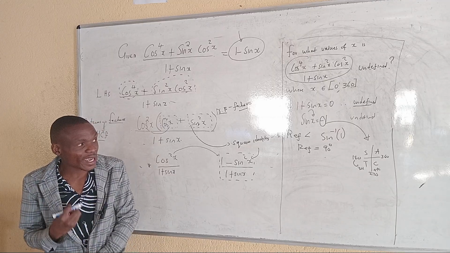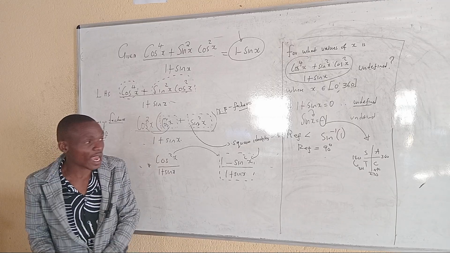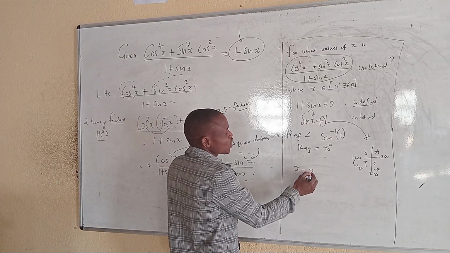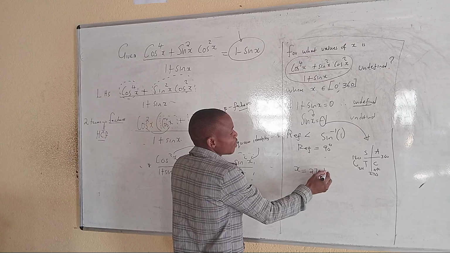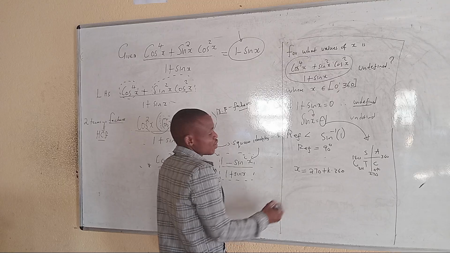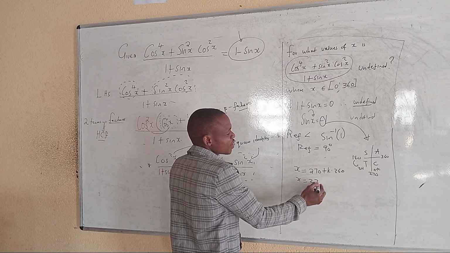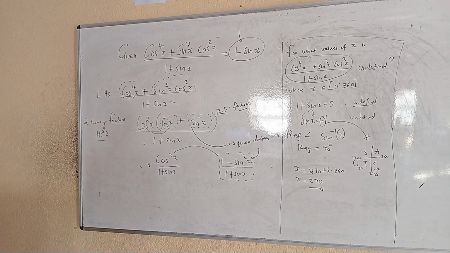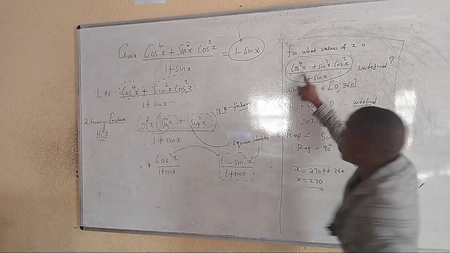If you want to find the angle in the third quadrant, you are going to say 180 plus 90. So x is equal to 270 plus k times 360. The value of x is 270. So whenever x is 270, the expression will be undefined, because of the denominator.